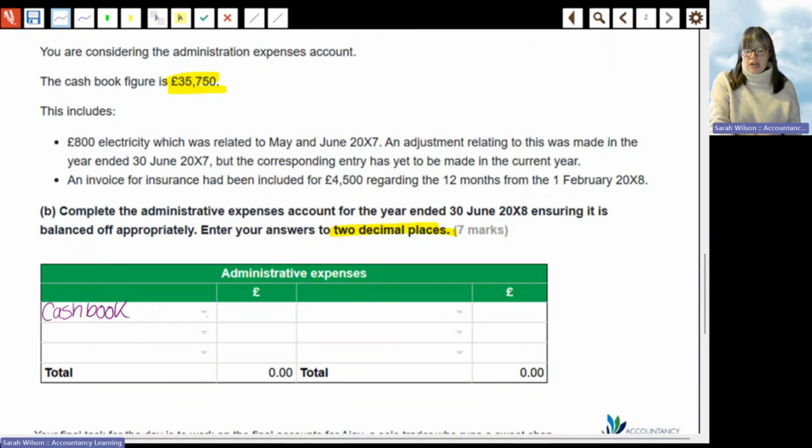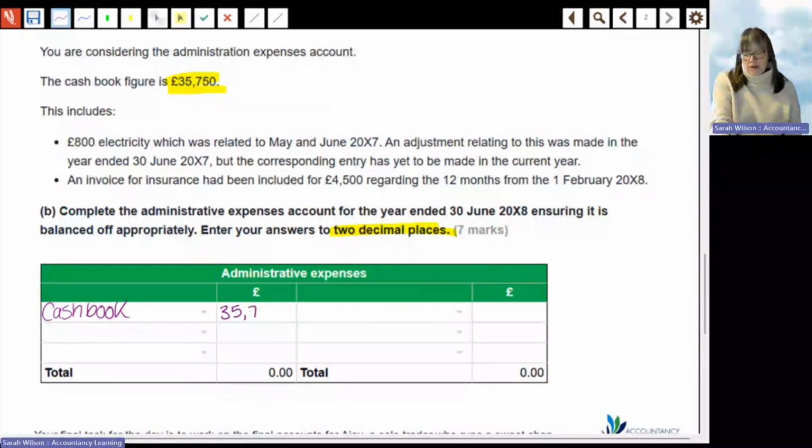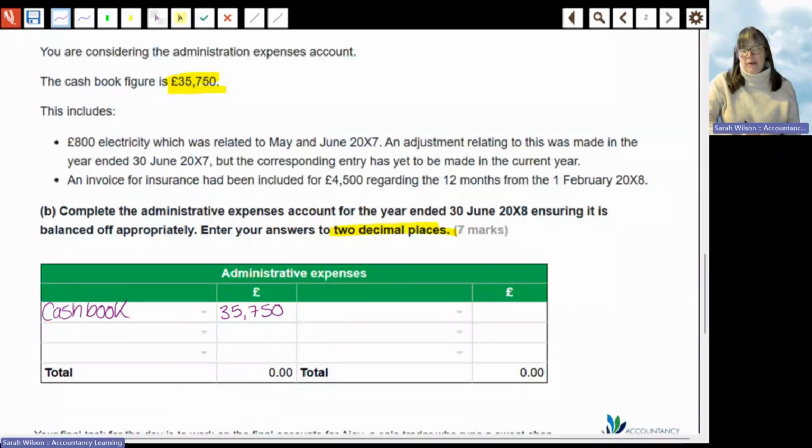In the exam, you will click on these boxes to get the drop down, so you won't have to type this in. You can choose it from a list. So we're going to put the full amount from the cash book as a debit into our administrative expenses account.